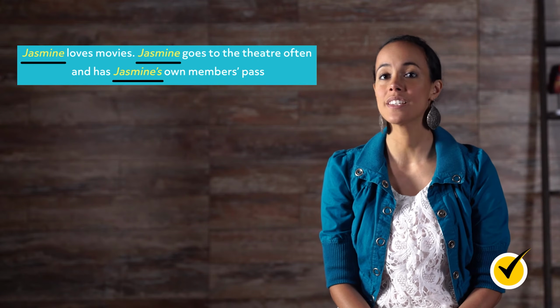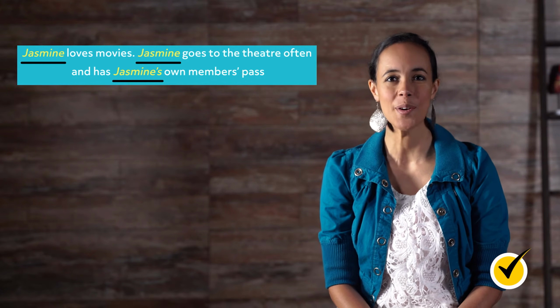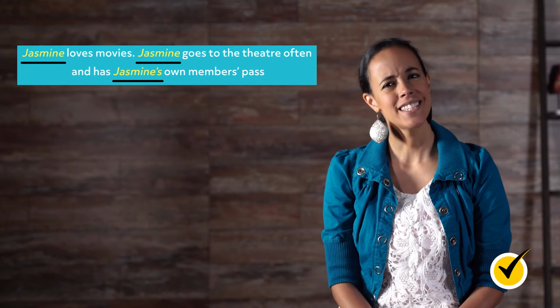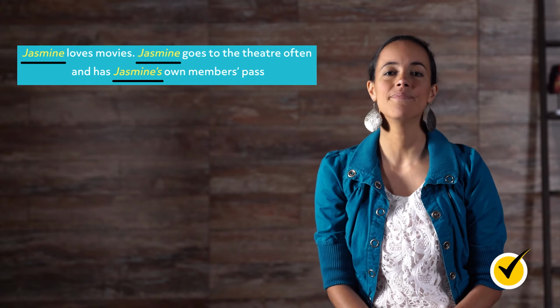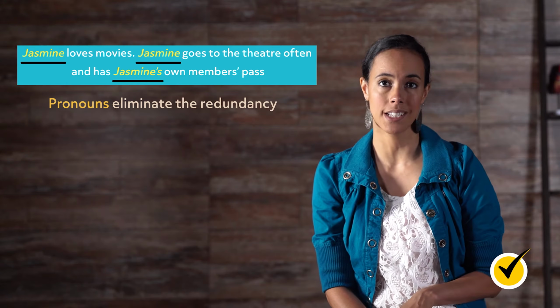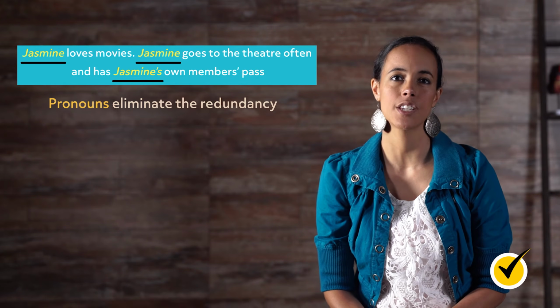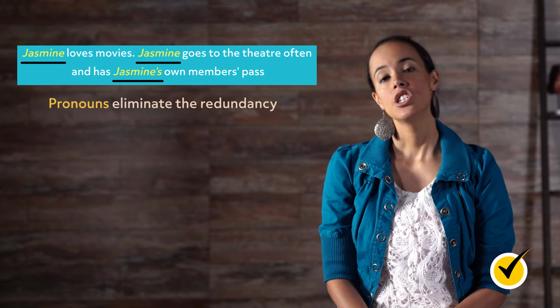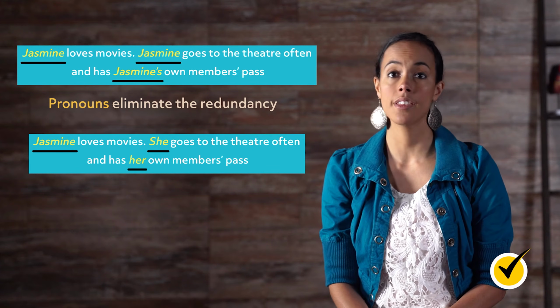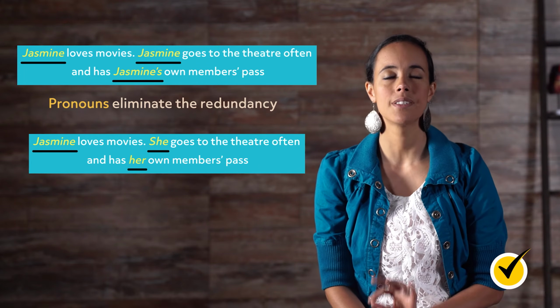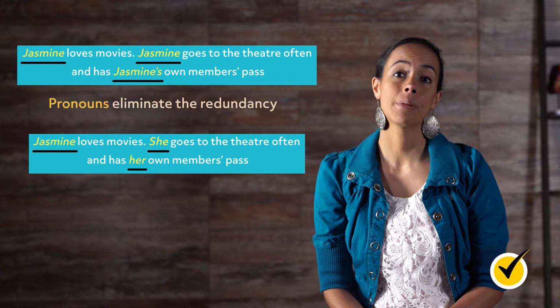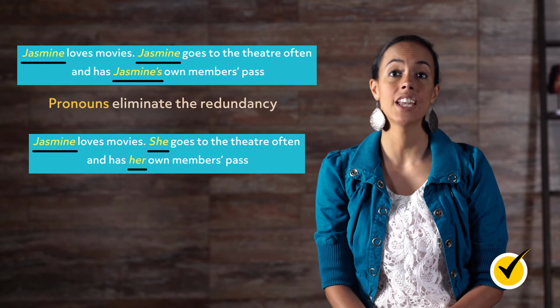Here's an example of a sentence with no pronouns. Jasmine loves movies. Jasmine goes to the theater often and has Jasmine's own members pass. These sentences sound strange. Most people don't repeat someone's name over and over like that. That's why pronouns help eliminate the redundancy. Take another look at these sentences with pronouns used instead. Jasmine loves movies. She goes to the theater often and has her own members pass. This example looks and sounds a lot better. Here we replace Jasmine with the pronouns she and her.